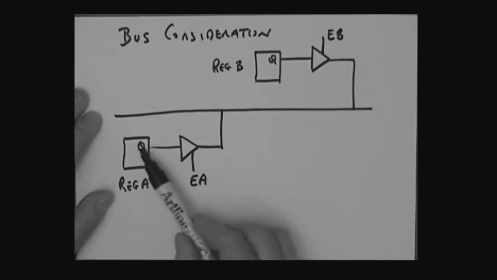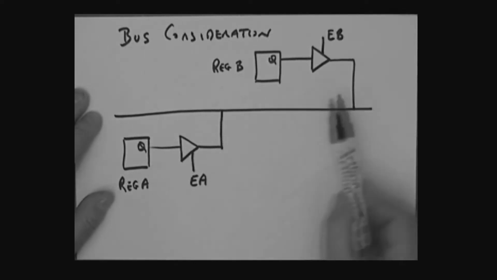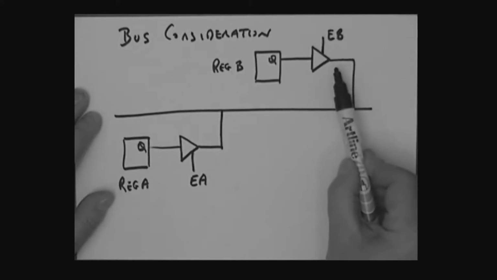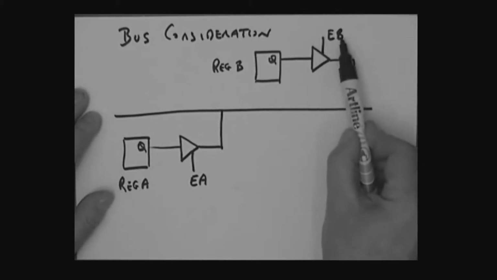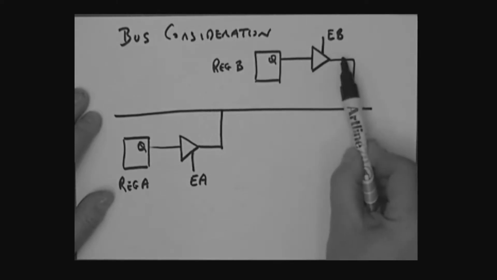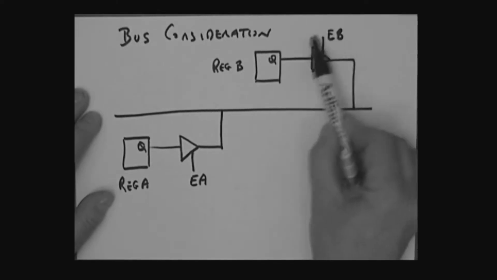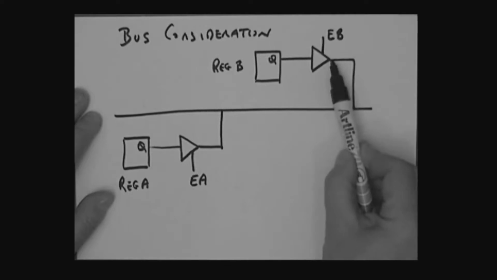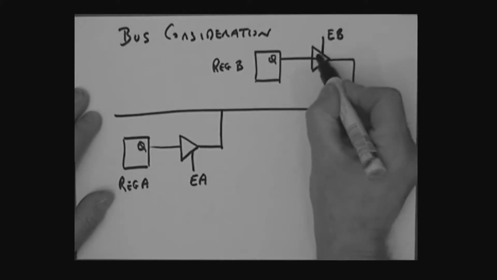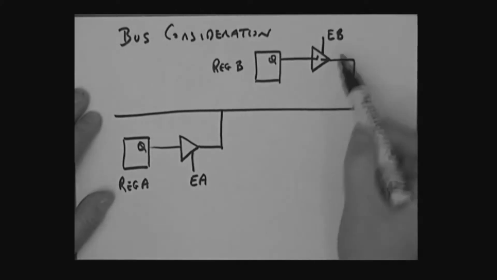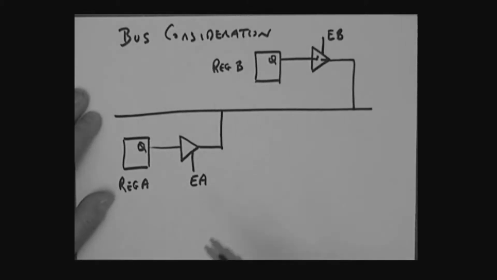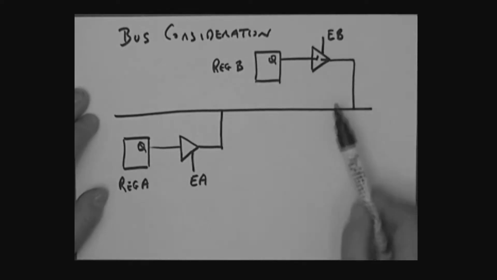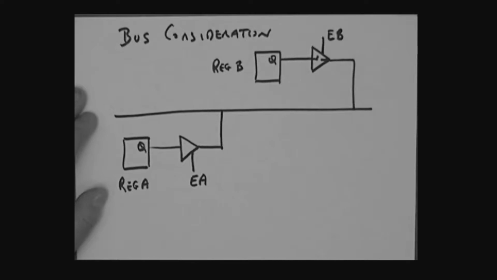Now, if this register is driving the bus, that's this one here, then this one has to be disconnected. Remember, the enable serves the function of connecting the input to the output. When this device is disabled, it looks like an open switch, and there is no connection from this input to this output. You could model it like a little open switch. So this is one application of tri-state drivers: to connect multiple registers to a single bus.